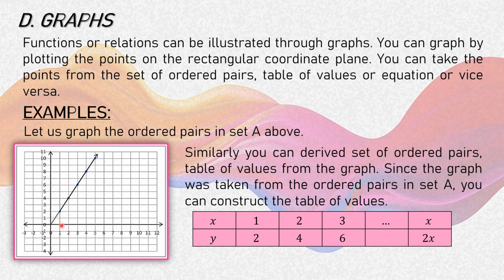So, we have the x coordinates 1, 2, 3, 4, and so on. And then sa y naman, ito yung nasa taas or yung pataas. So since nakita natin na ang point ay nakatapat sa 1 of x and 2 of y, so we have the table of values (1, 2). Ganun din sa (2, 4), (3, 6), (4, 8), and (5, 10). So we have the equation y equals 2x.